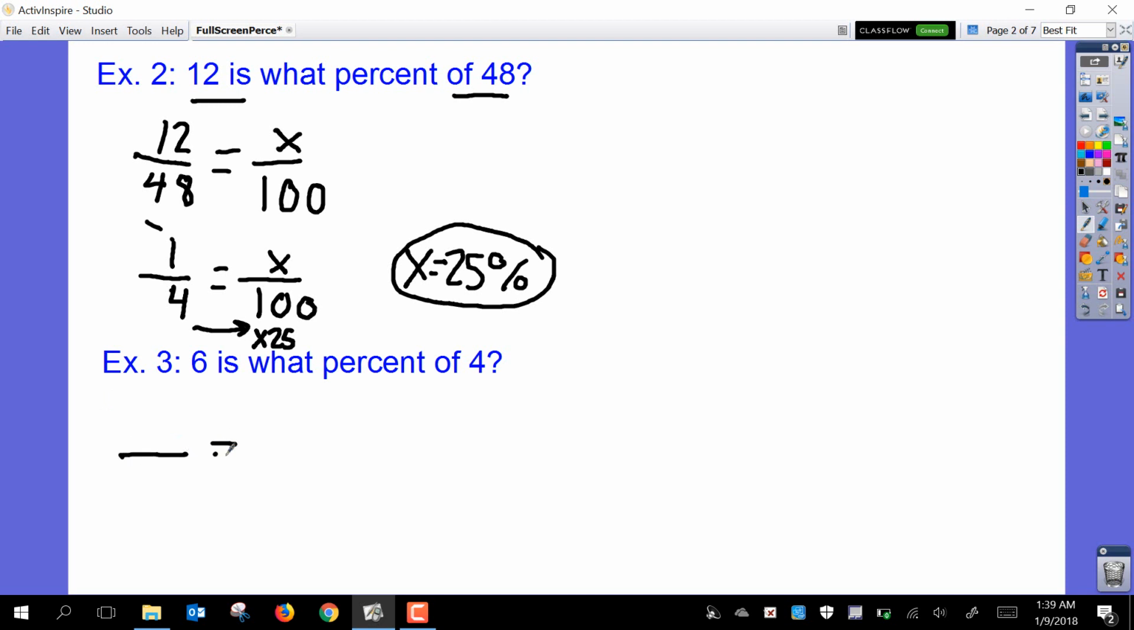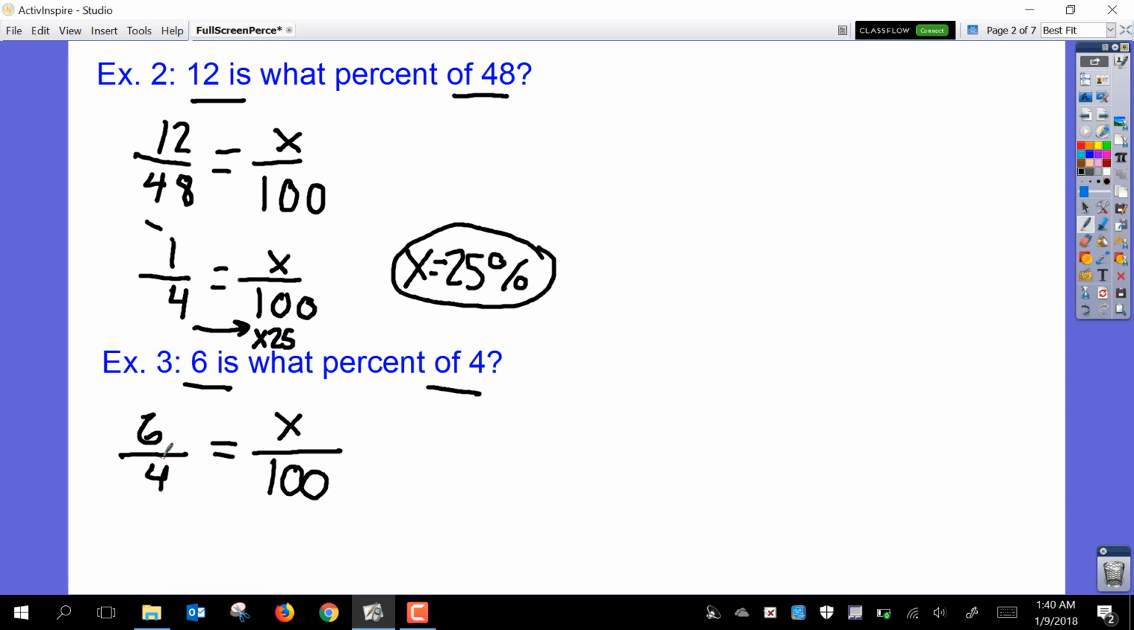6 is what percent of 4? So I'm going to go ahead and, of course, start with my proportion with 100 at the bottom. The percent is what I don't know, so I'm going to put an X over here at the percent. 6 is going to be my part. And then what percent of 4?